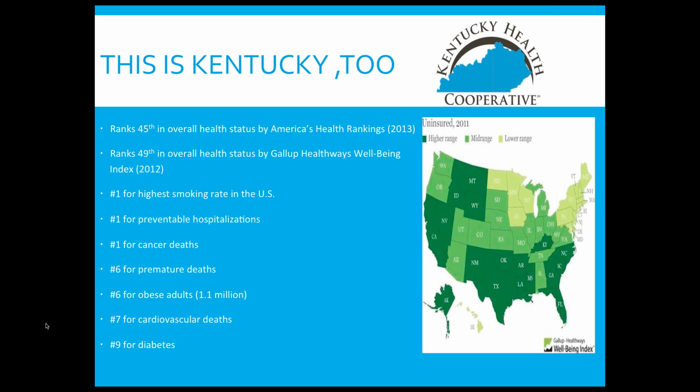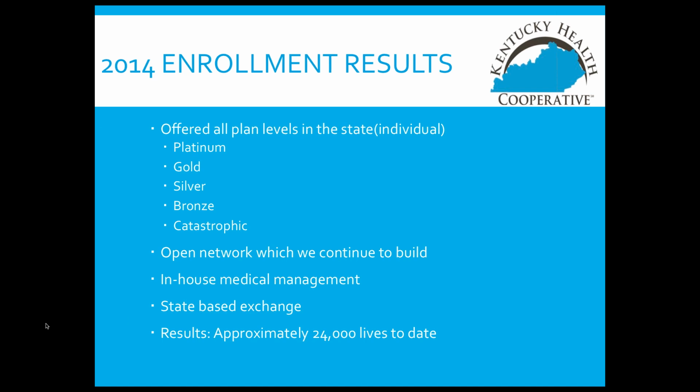We have the highest smoking rate in the United States. We have the highest rate in preventable hospitalizations as well as cancer deaths. Number 6 in premature deaths. Over 20% of our population is obese by national standards, and we have chronic diseases related to cardiovascular health as well as diabetes. So going into this, the co-op knew that we were going to be presented with significant challenge as it came to managing whatever membership we did have.